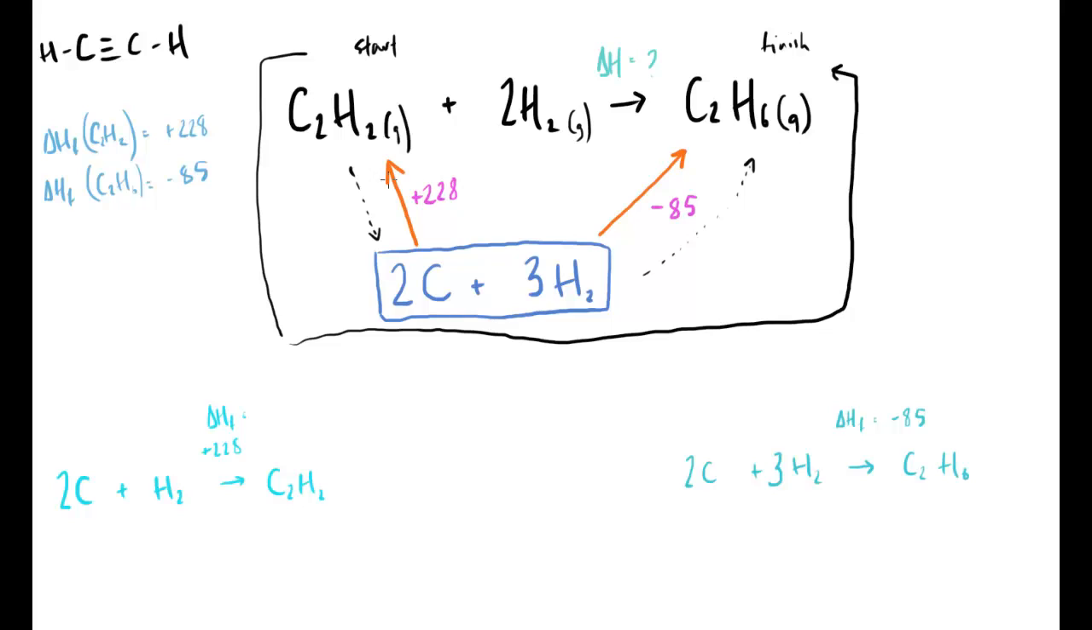Now, when you go against an arrow in a thermochemical cycle, you reverse the sign. So actually here, I've now got minus 228, because it was plus before, it's now minus because I'm going against that arrow. Over here, I'm going with it, so it remains, and I like to always add these, even though you could just write minus 85, I like the fact that it's plus minus 85, I think that makes a bit more sense. You add those together and you get minus 313 kilojoules per mole.